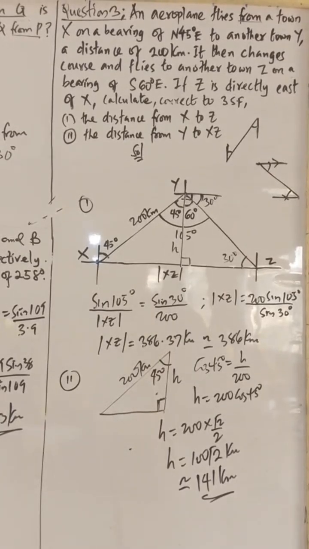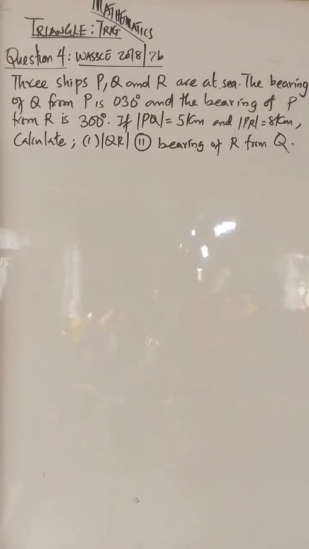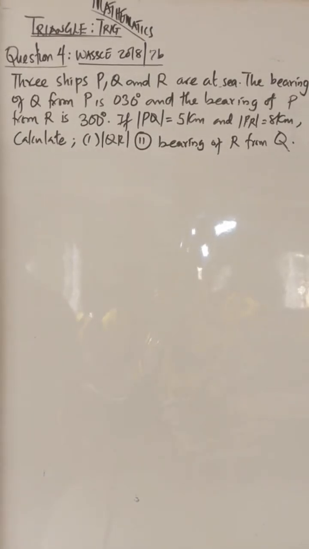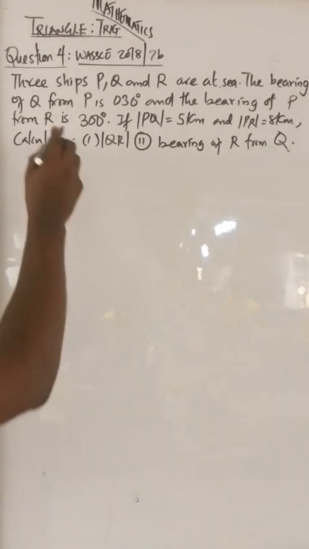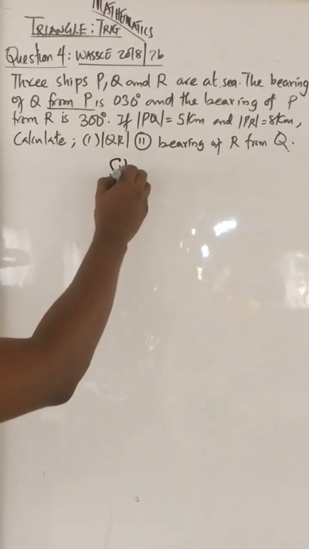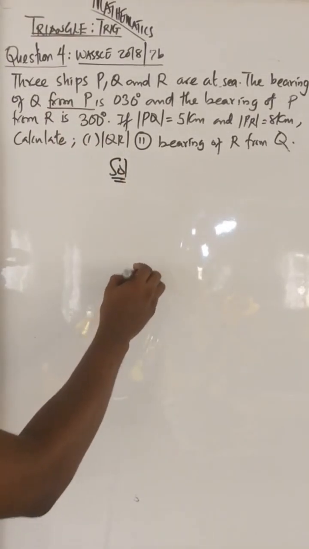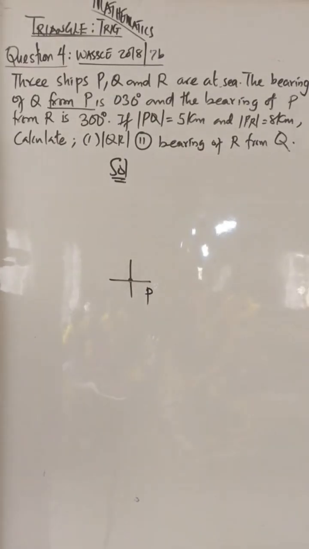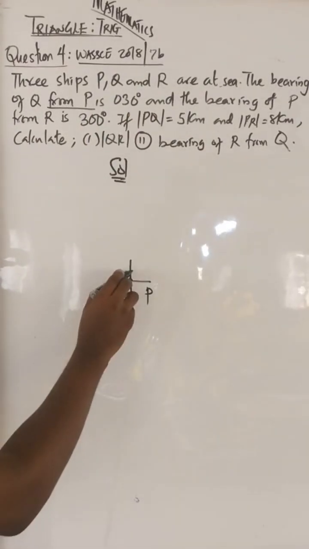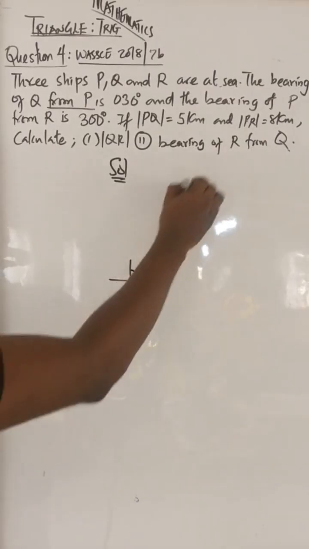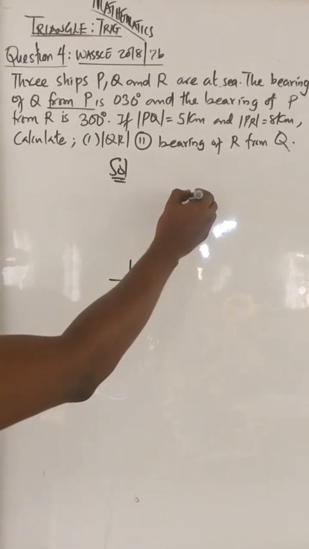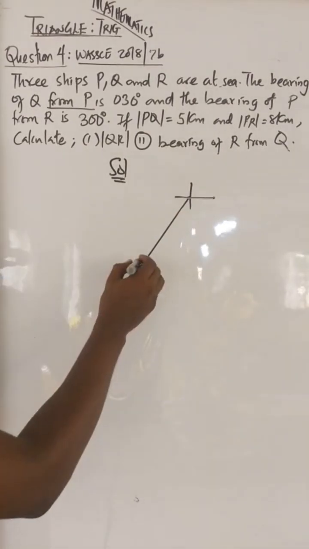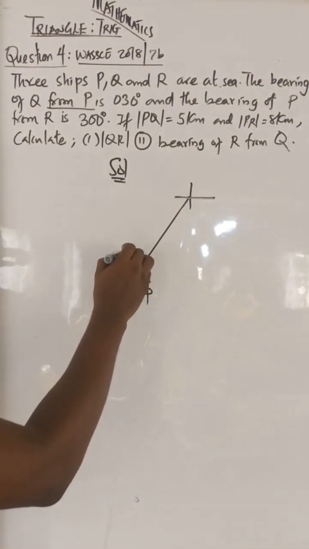Let's move to question 4. Three ships P, Q, and R are at sea. The bearing of Q from P. So we are starting from P. Solution. Let's say this is P. From P, the bearing of Q is 030. So let's say Q is somewhere here, and this bearing is 030.